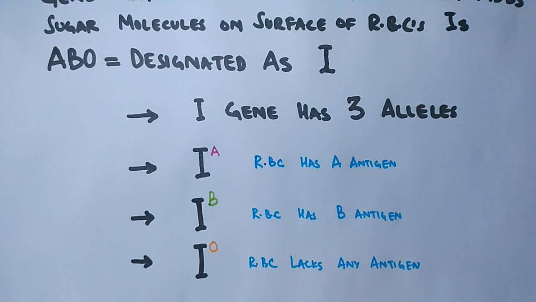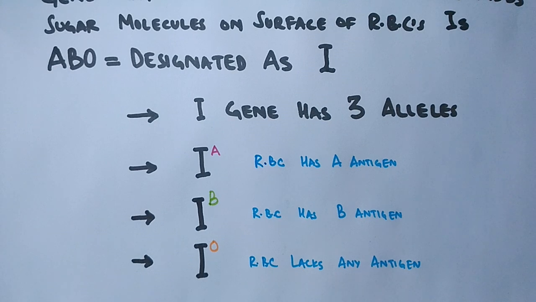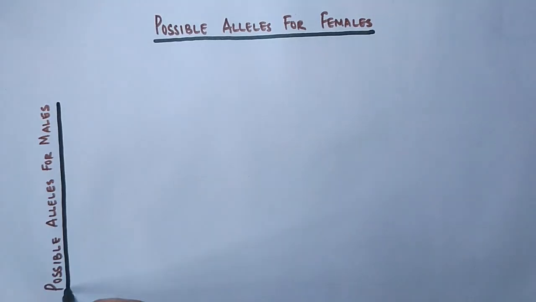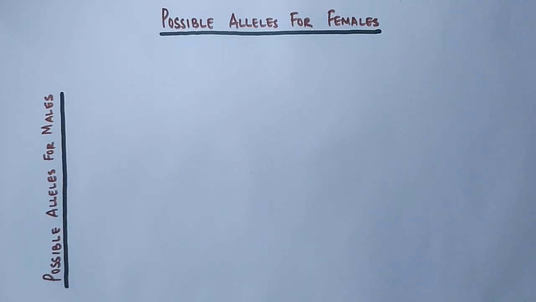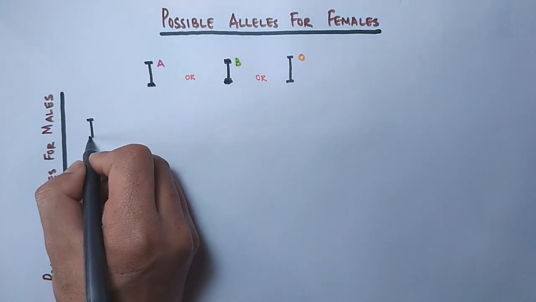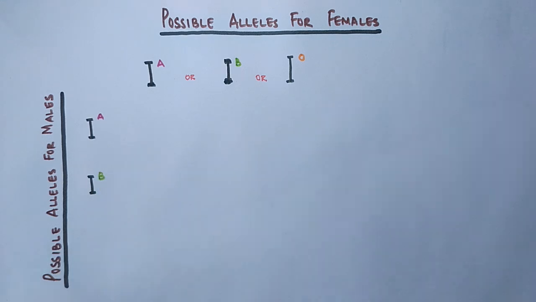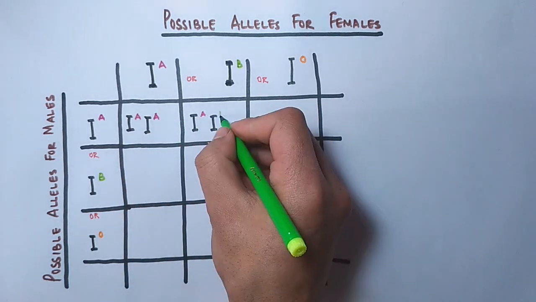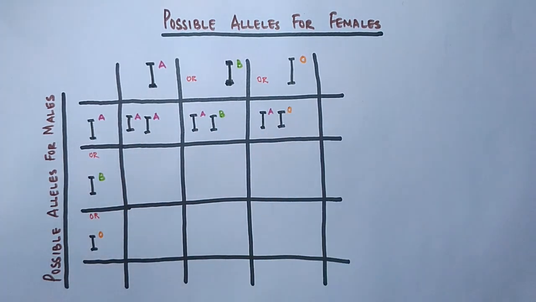Now let's see the cross between male and female with possible alleles after segregation. For this cross, the female will give half of the alleles and half of the alleles will be given by the male. From females we will get IA, IB and IO. And we also get the same set of copies from the male too, that's IA, IB and IO. From this cross we get IAIA, IAIB, IAIO and so on.